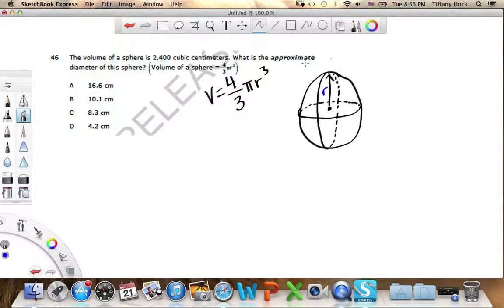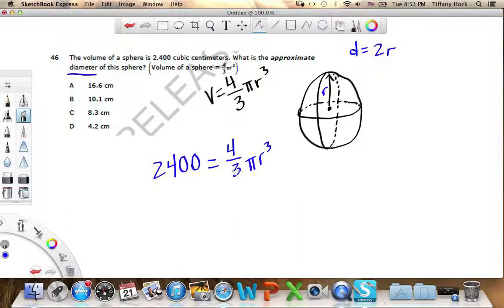So the diameter is what we're looking for in this problem. The diameter will end up equaling 2 times whatever radius we need. So we have this equation, 2,400 is the volume, and I'm going to set that equal to the formula for volume, which is 4/3 pi r cubed. So I want to solve this for r, and then once I know r, I'll just double it and get the diameter. So here's how we do this.